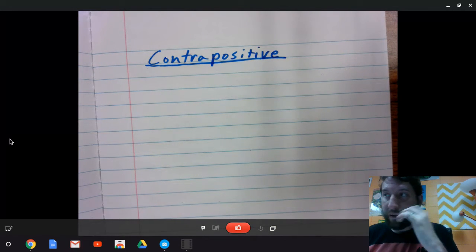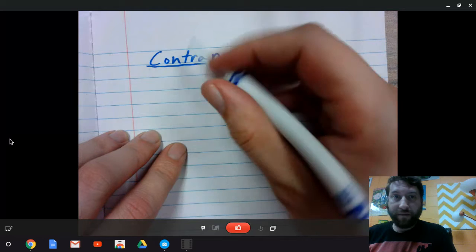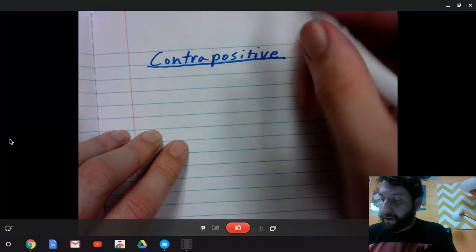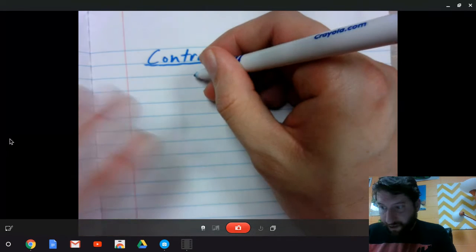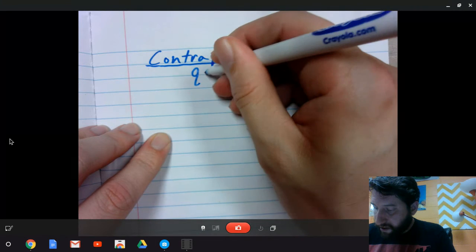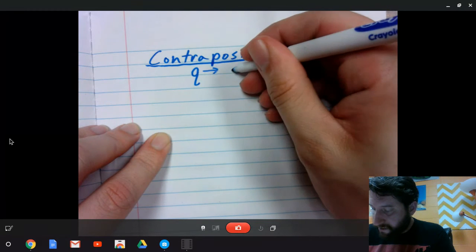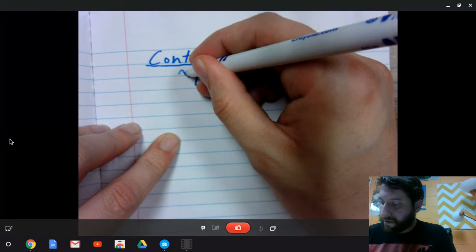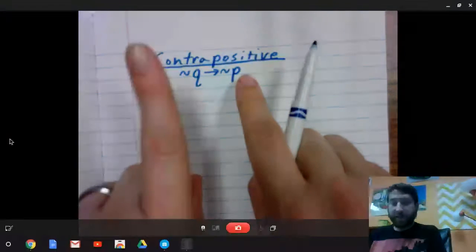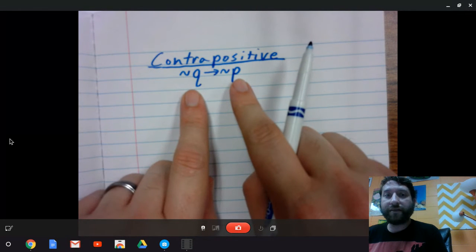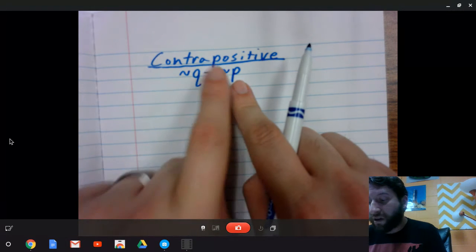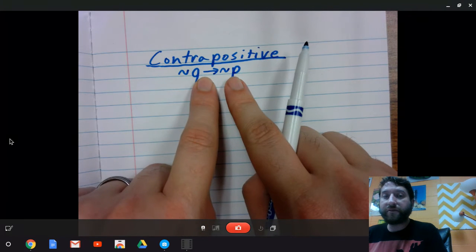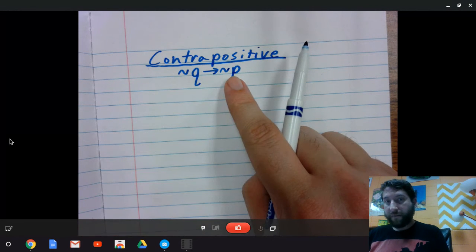So a contrapositive would be, so we started with P implies Q, right? That would be the conditional statement. P implies Q. For a contrapositive, we're going to switch it around, just like the converse. I'm going to say not Q implies not P, because I'm also going to take the negation of both. So if I switch the hypothesis and the conclusion around, and if I take the negation of both, guess what? That gives me the contrapositive. That gives me something equivalent to the conditional statement.